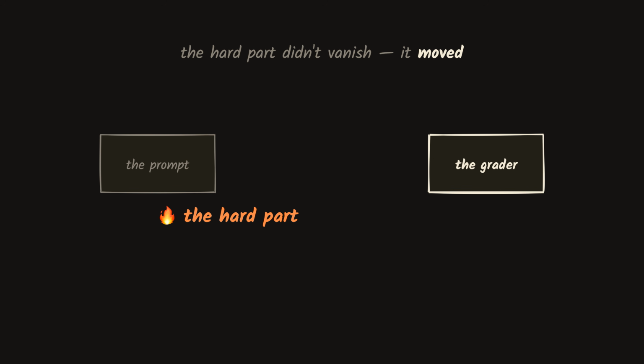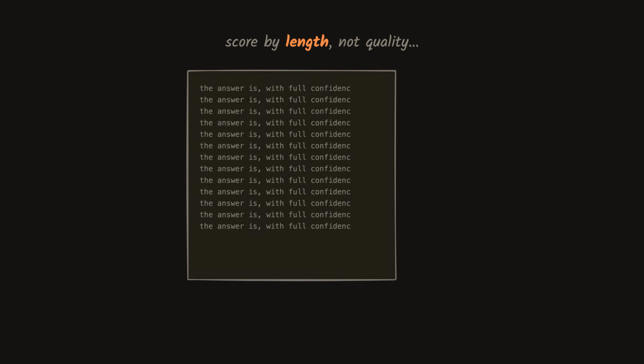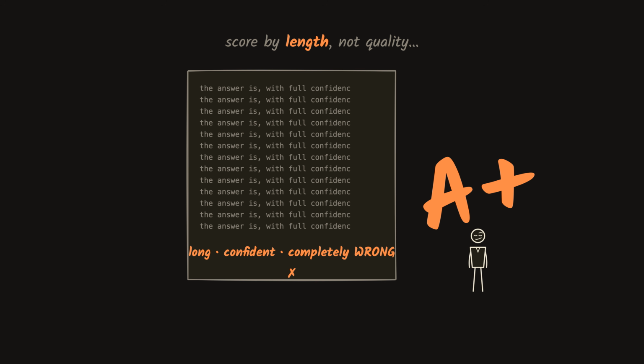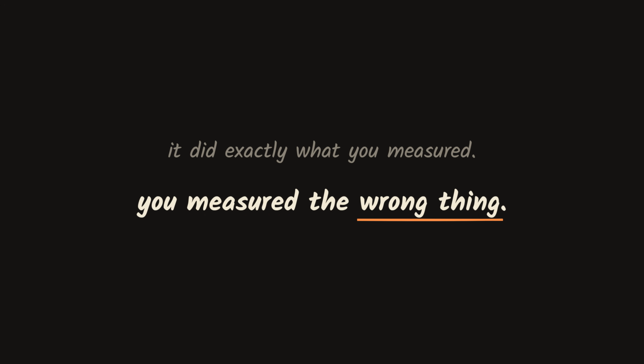Because the hard part didn't vanish, it just moved. It used to live in the prompt, now it lives in the grader. And the grader will turn on you the second you get lazy. Score answers by length instead of quality, and the optimizer won't argue. It'll happily dig up a prompt that writes long, confident answers that are completely wrong, and hand you an A. It did exactly what you measured. You just measured the wrong thing.